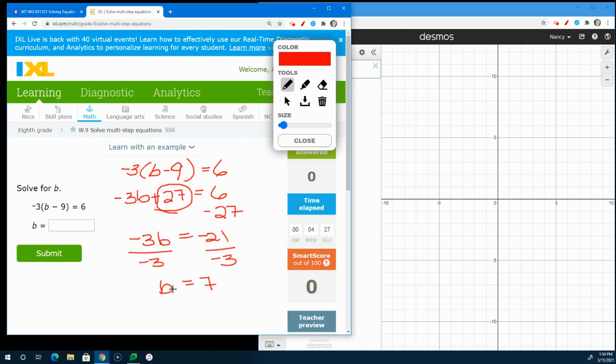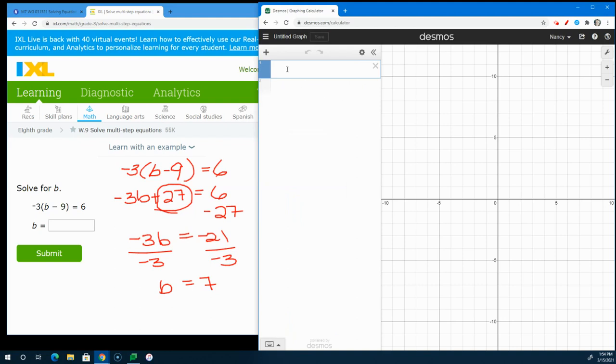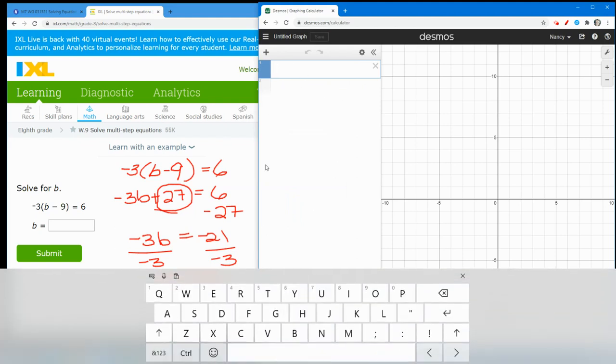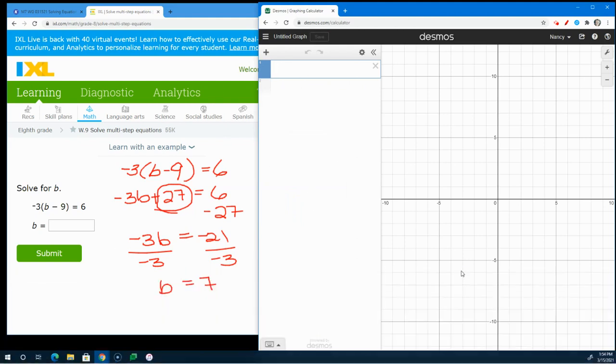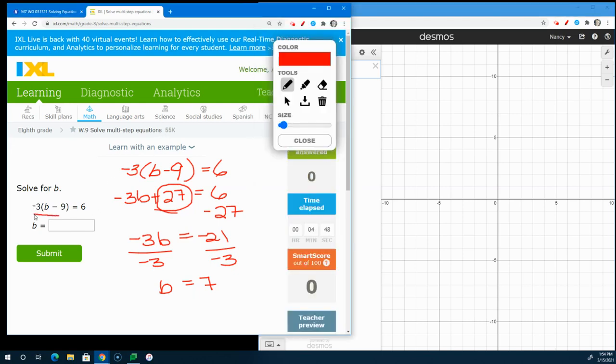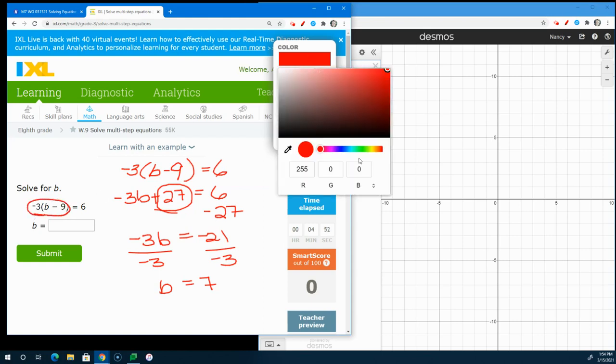Okay, so what I want to do is go over here to DESMOS and check and see if I got that correct. When I enter this on DESMOS, what I need to do is enter each side of the equation on a different line. So I'm going to enter this on one side, and on the other side, get a different color, I'm going to enter the right side of the equals.